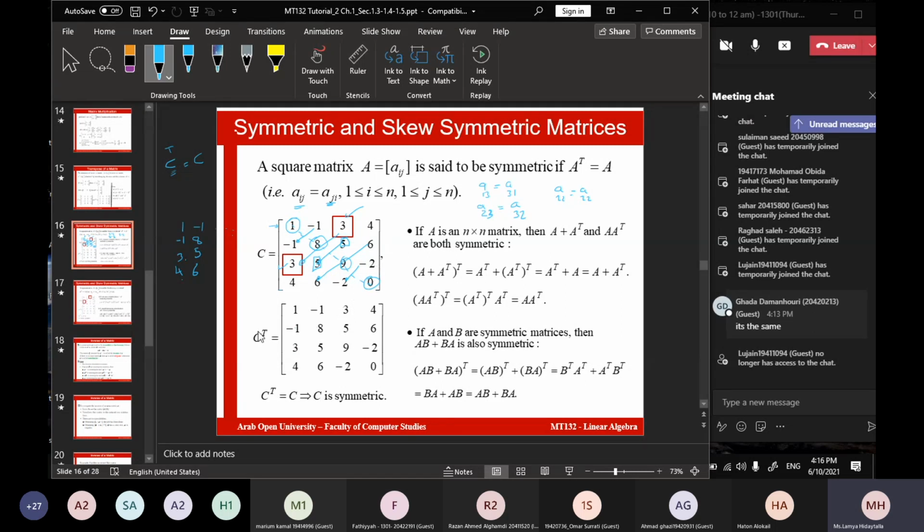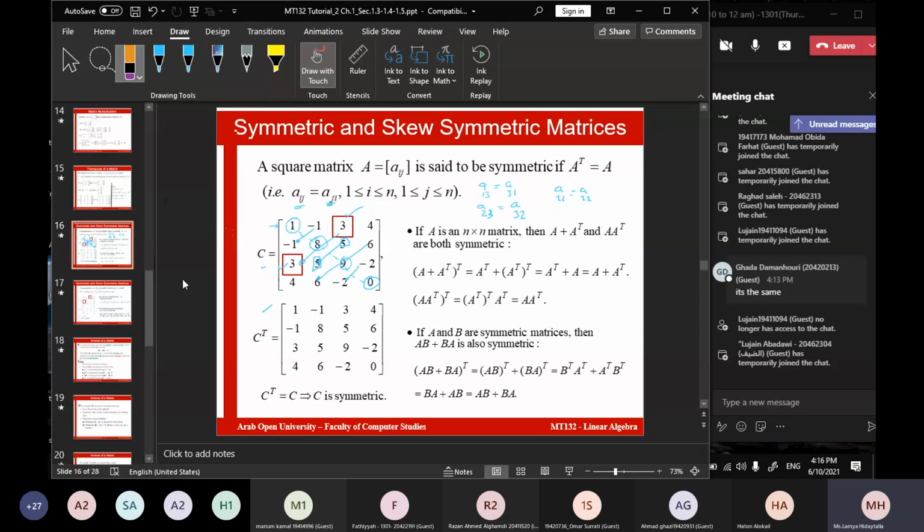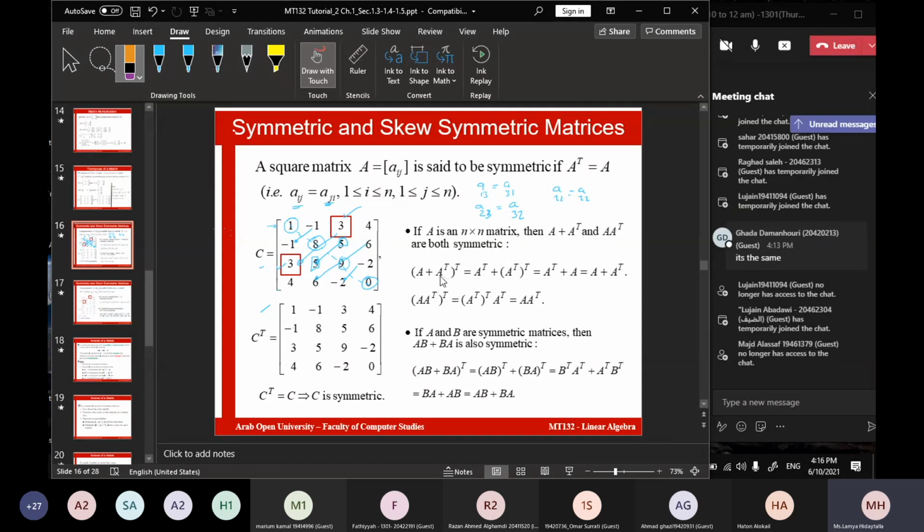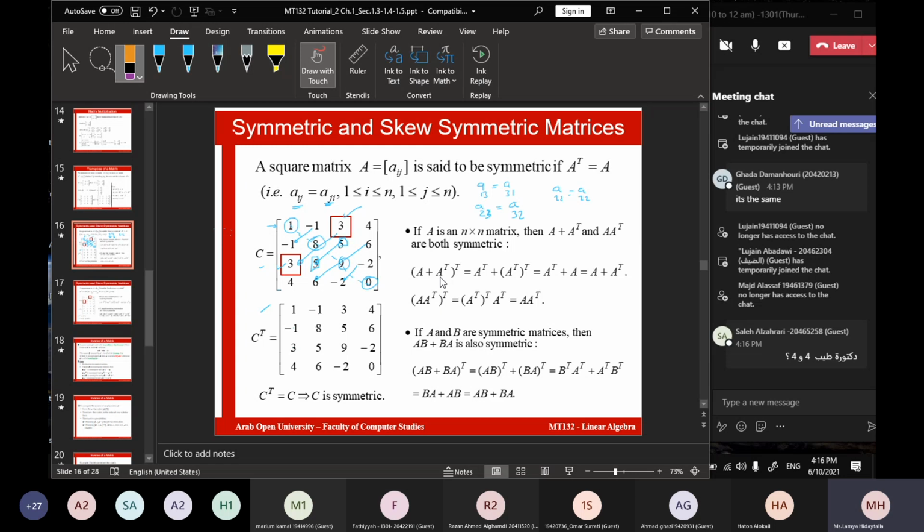So from the beginning, before I find the transpose of the matrix, I can guess whether it is symmetric or not. Okay, clear? Now we will have some rules for the transpose. What are these rules? If we started from any matrix and added to it its transpose, you will find that the new matrix is what? It is a symmetric matrix.